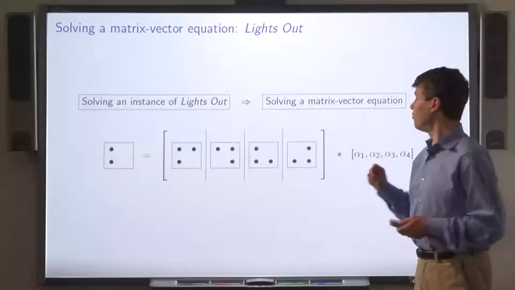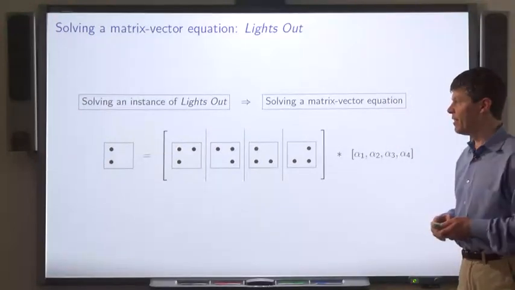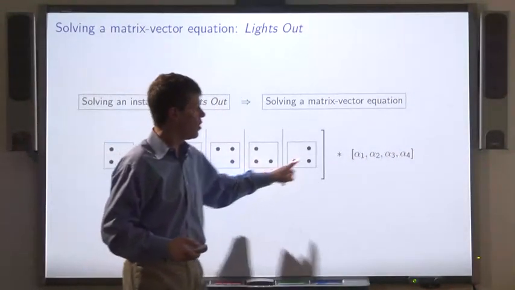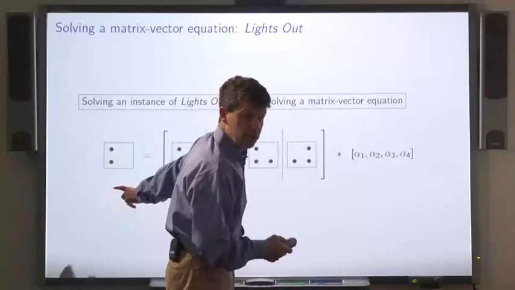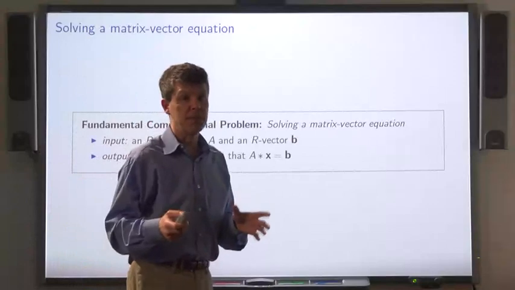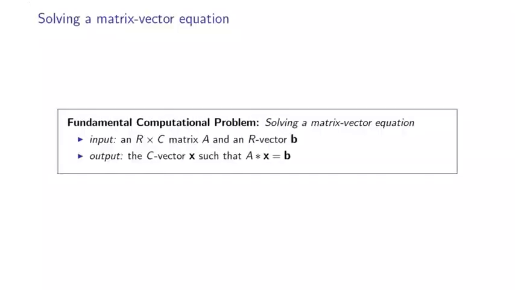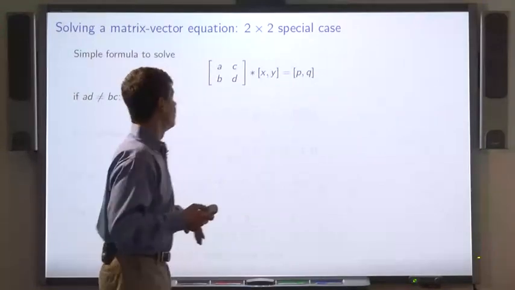Solving an instance of Lights Out, therefore, can be expressed as solving a matrix-vector equation. That is, given the desired configuration and given the matrix, find the entries of the vector such that the matrix times the vector equals that desired configuration. This is a fundamental computational problem: solving a matrix-vector equation. The input is a matrix A and a vector b, and the goal is to find a vector x such that A times x equals b.